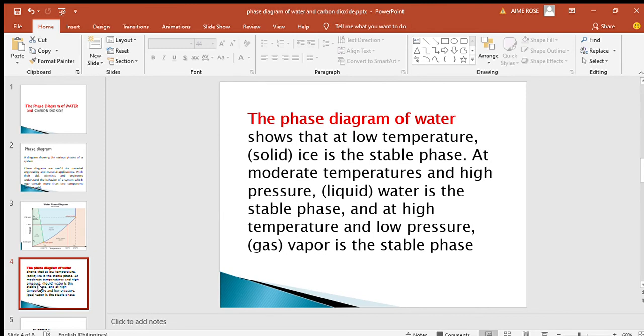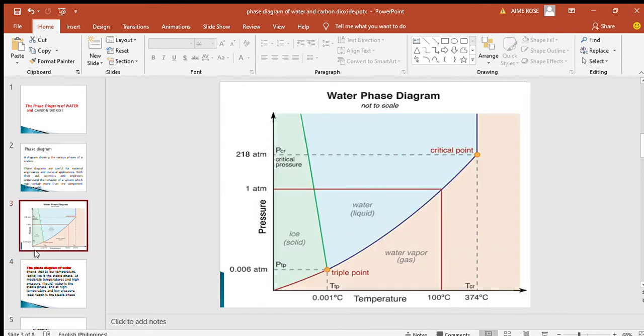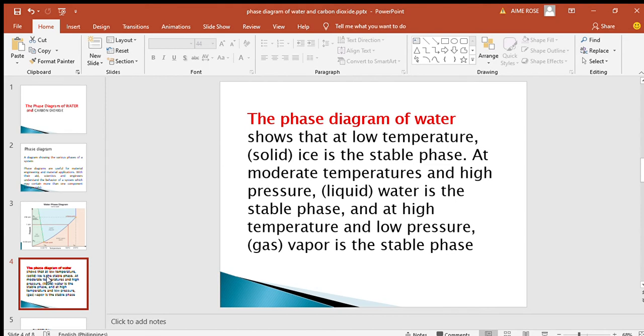The phase diagram of water shows at low temperature, solid ice is a stable phase. At moderate temperatures and high pressure, water in liquid form is stable in phase. And at high temperature and low pressure, water in gas state is the stable phase.